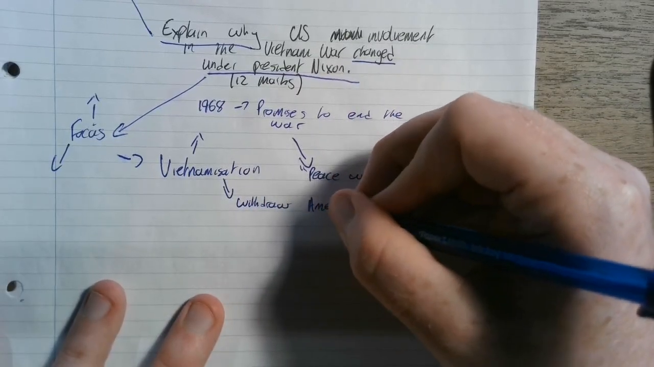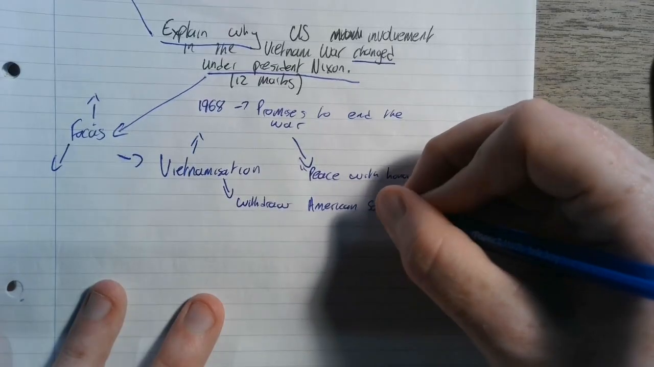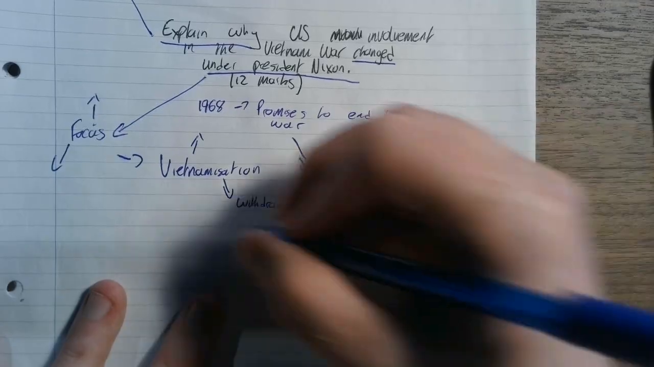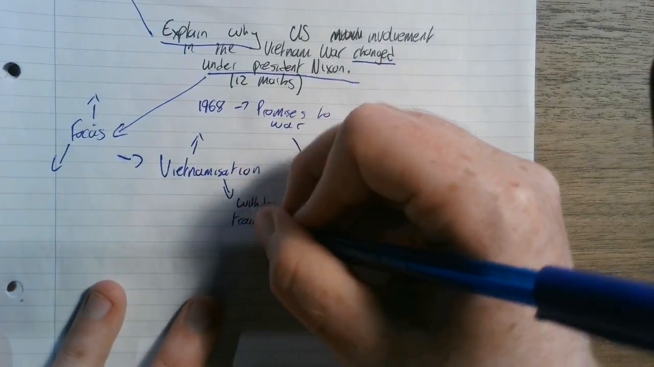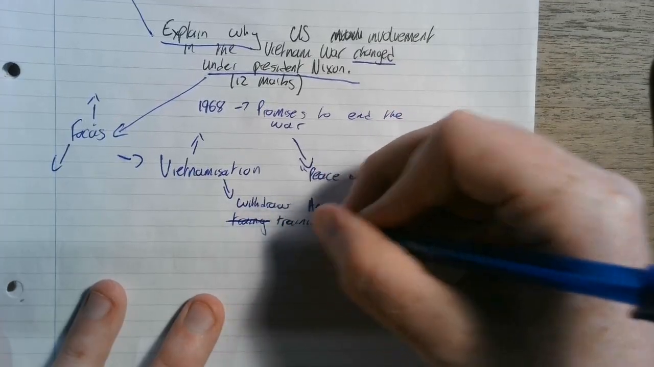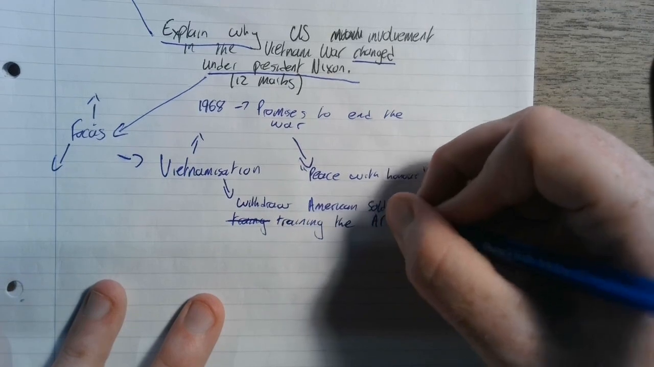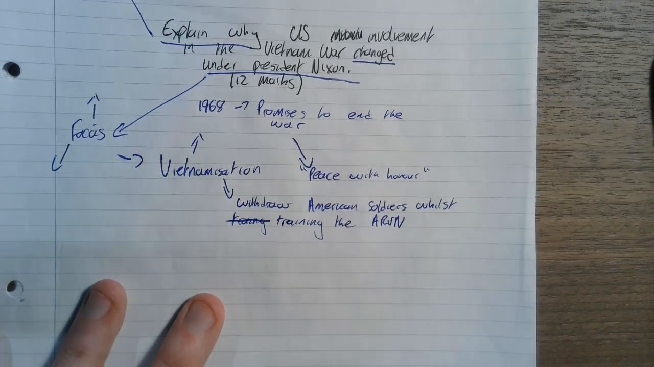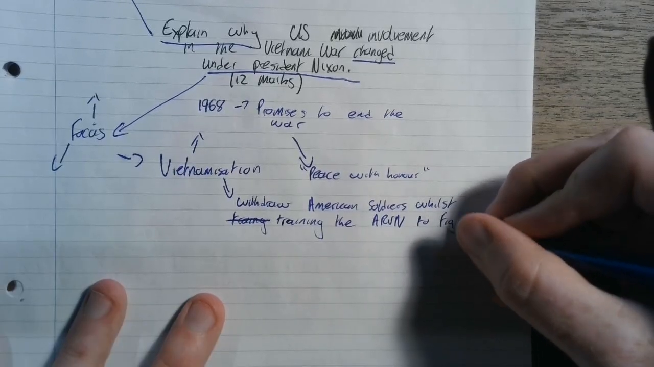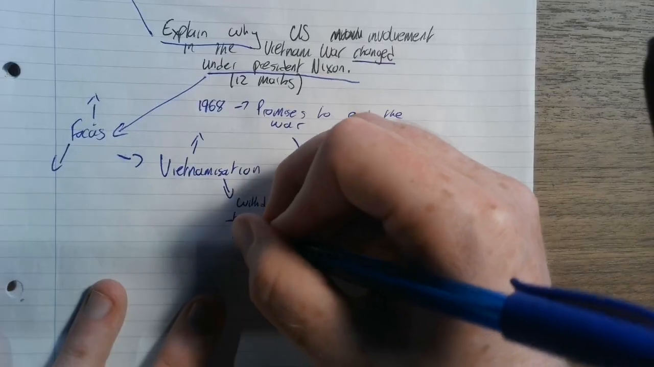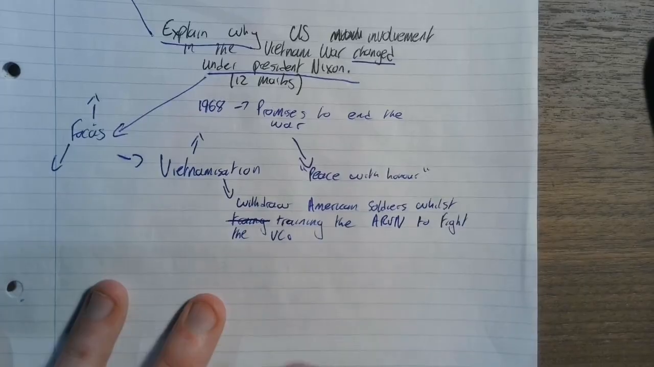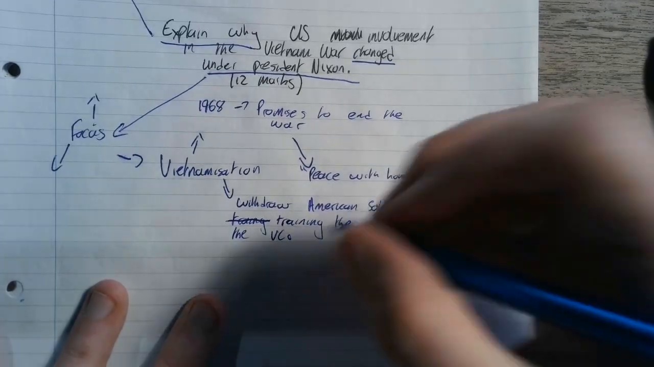My more cynical view is that they are going to withdraw American soldiers whilst training, misspelled training, that's not a good sign, training the ARVN, that's the Army of South Vietnam, to fight the VC. And the idea here is to make it look like they're not losing.